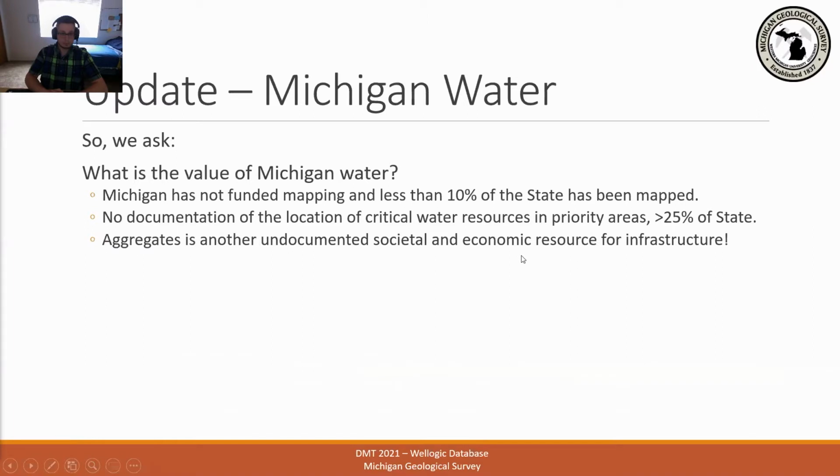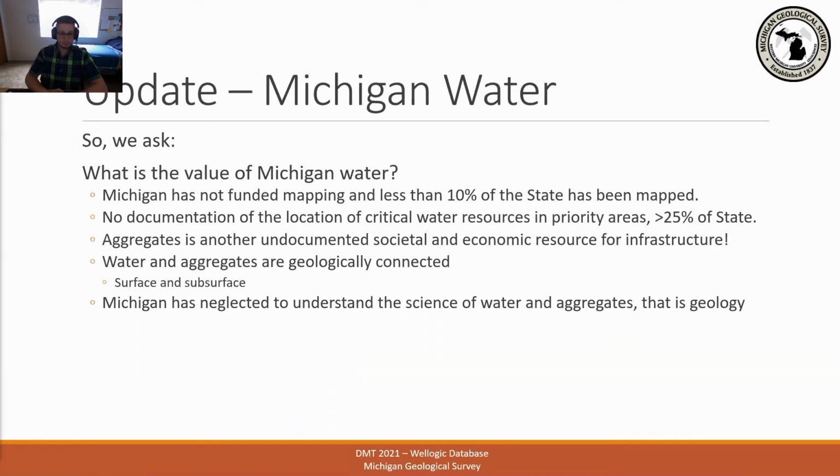Aggregates is another undocumented societal and economic infrastructure. And as you all know, if you have aggregates or sand and gravels, that is a potential water resource, and those haven't been put together. So water and aggregates are geologically connected. I don't have to tell you about that. We have surface and subsurface access to both the water and the aggregates. They neglected to understand the science of aggregates, and it's all been generalized.